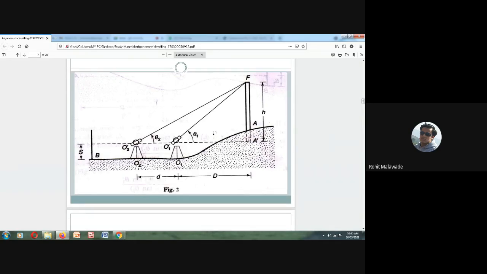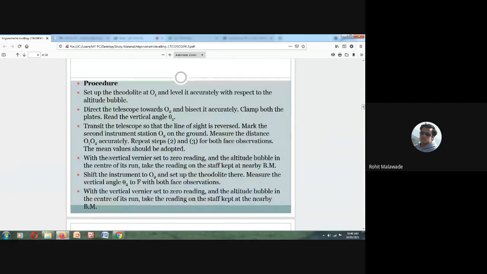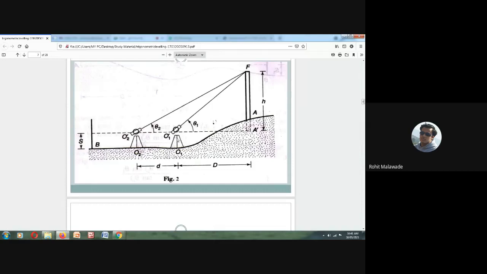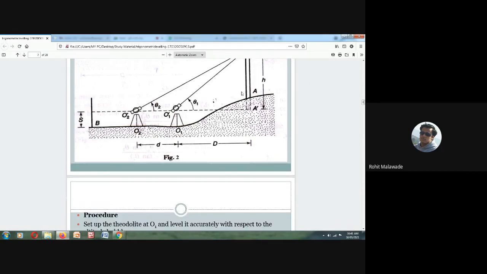Okay. Now, what we need to do is set the theodolite at O1 and level it accurately with respect to the bubble. This is the point O1. We are going to keep the instrument, do the centering, leveling, and then focusing. Direct the telescope towards, actually it is written O2 by mistake, here we need to direct it towards the point F. From O1, you will be directing towards the point F.